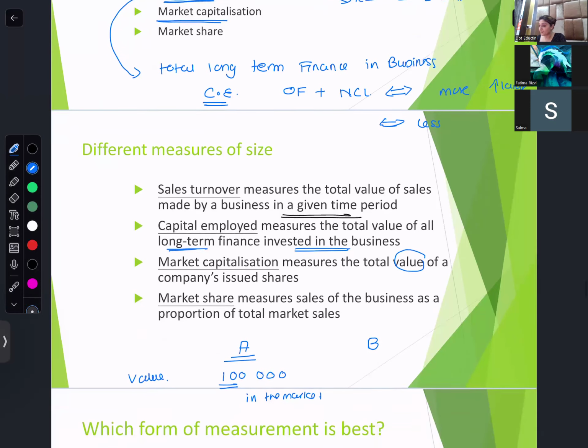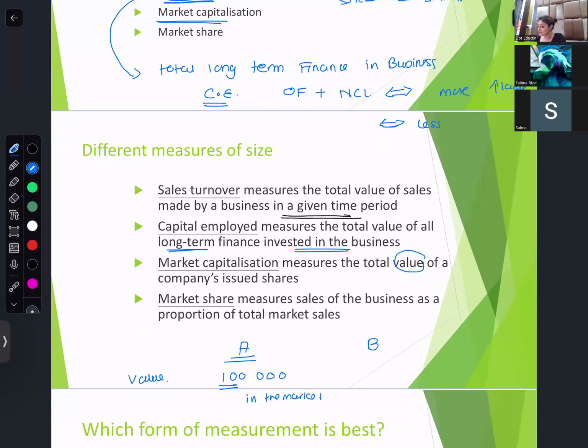And company B has issued shares of value 1 million in the market. Then which business is large and which business is small? B. Okay, so market capitalization means, what does it mean? Total value of company's issued share. If the value of your issued share is more, you're a large business. If the value of your issued share is less, you're a small business.